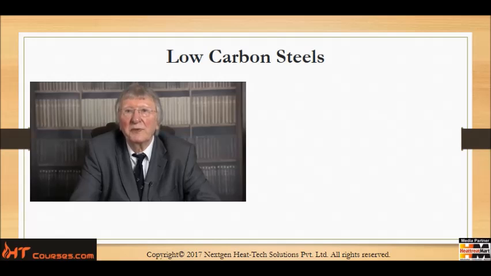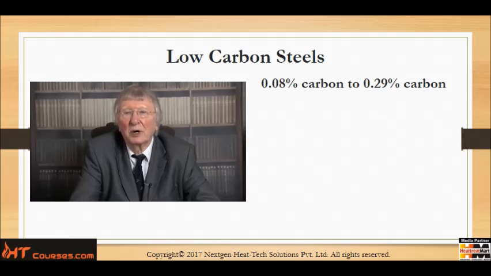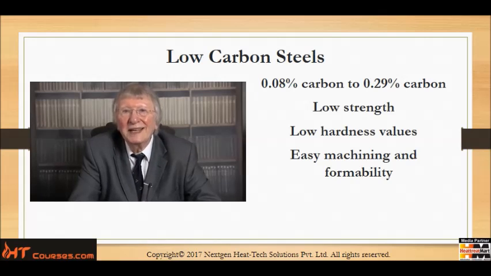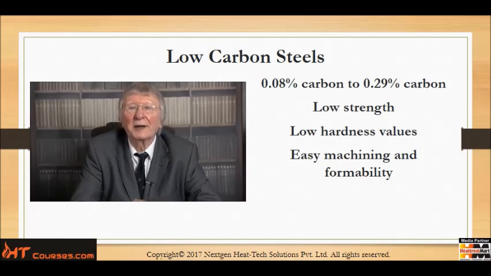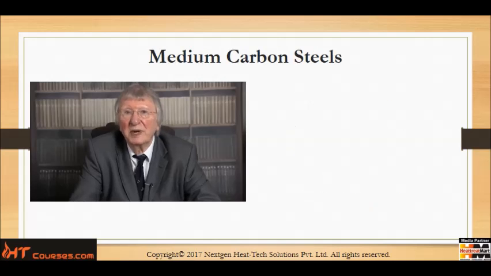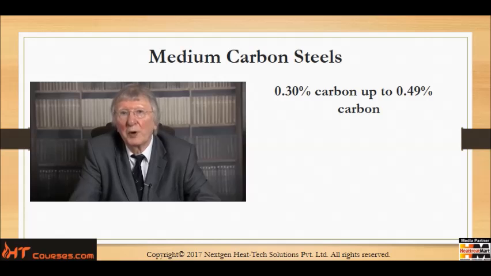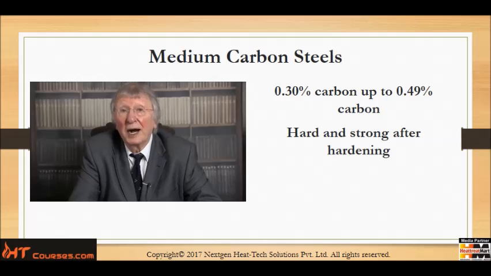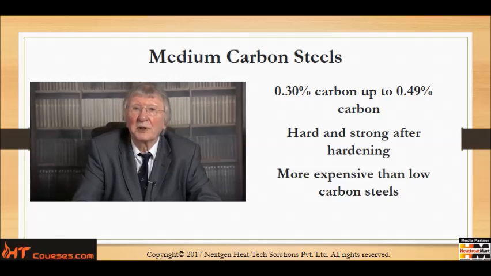These are the steels that can be grouped in their alloy classification. Low carbon steels, 0.08% carbon up to 0.29% carbon, and those give you low strength, low hardness values. They're easy to machine and form, and of course they're the least expensive of all the steels. Medium carbon steels, 0.3% carbon up to 0.49% carbon. They're hard and strong after hardening, and obviously more expensive than the low carbon steels.